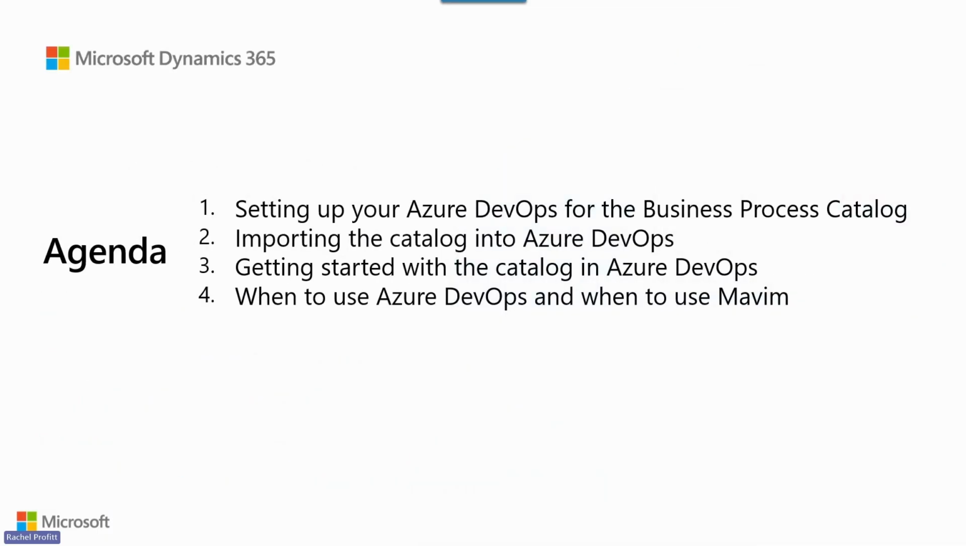In today's session, we are going to be diving into the details of how to set up and import the Microsoft Business Process Catalog, and we'll do a getting started demo. In future Tech Talks, we'll be diving into more details of different work item types and how to use them in both Mavim and in Azure DevOps. We'll wrap up today by talking a little bit about our recommendations for when you should use Azure DevOps and when you should use Mavim for your business process management.